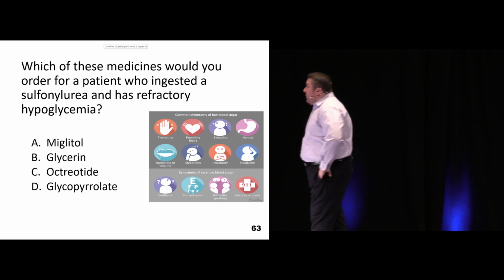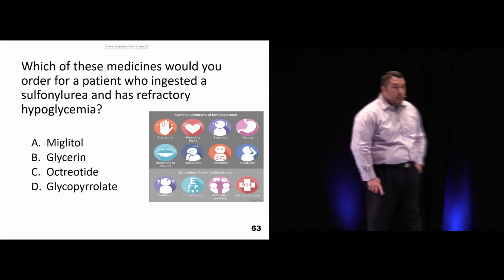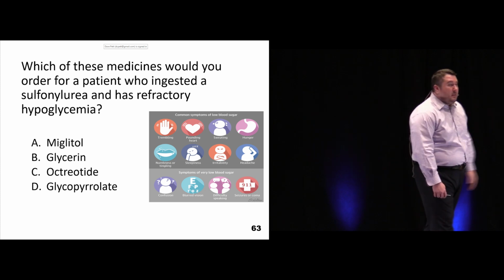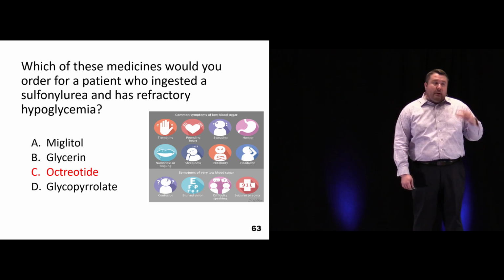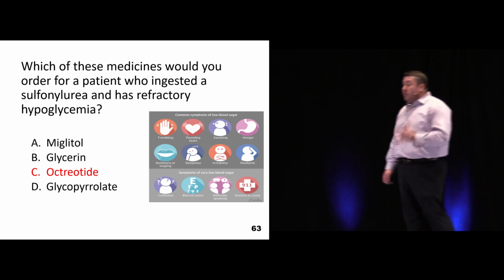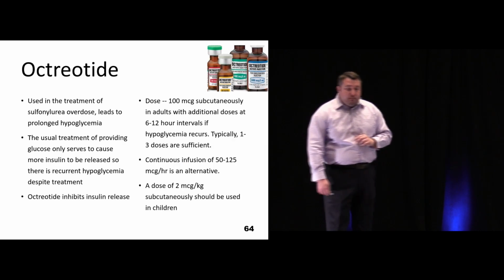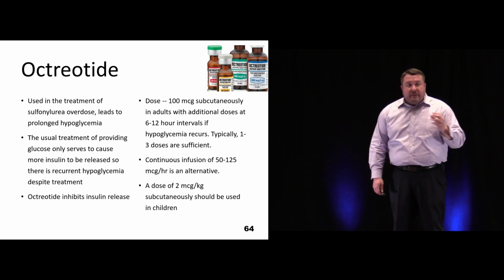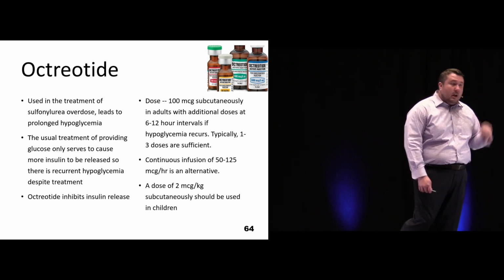Which of these medications would you order for the patient who ingested the sulfonylurea and has refractory hypoglycemia? Talked about this earlier. This is sandostatin, not Octreotide. As I mentioned, any patient who comes in and they're hypoglycemic from an oral agent, they really should be admitted for observation. And if they have refractory hypoglycemia from a sulfonylurea, it's going to be Octreotide. Administer this as a bolus, as an infusion. It's going to suppress the pancreas's release of insulin in response to that drug. That's all it simply does.